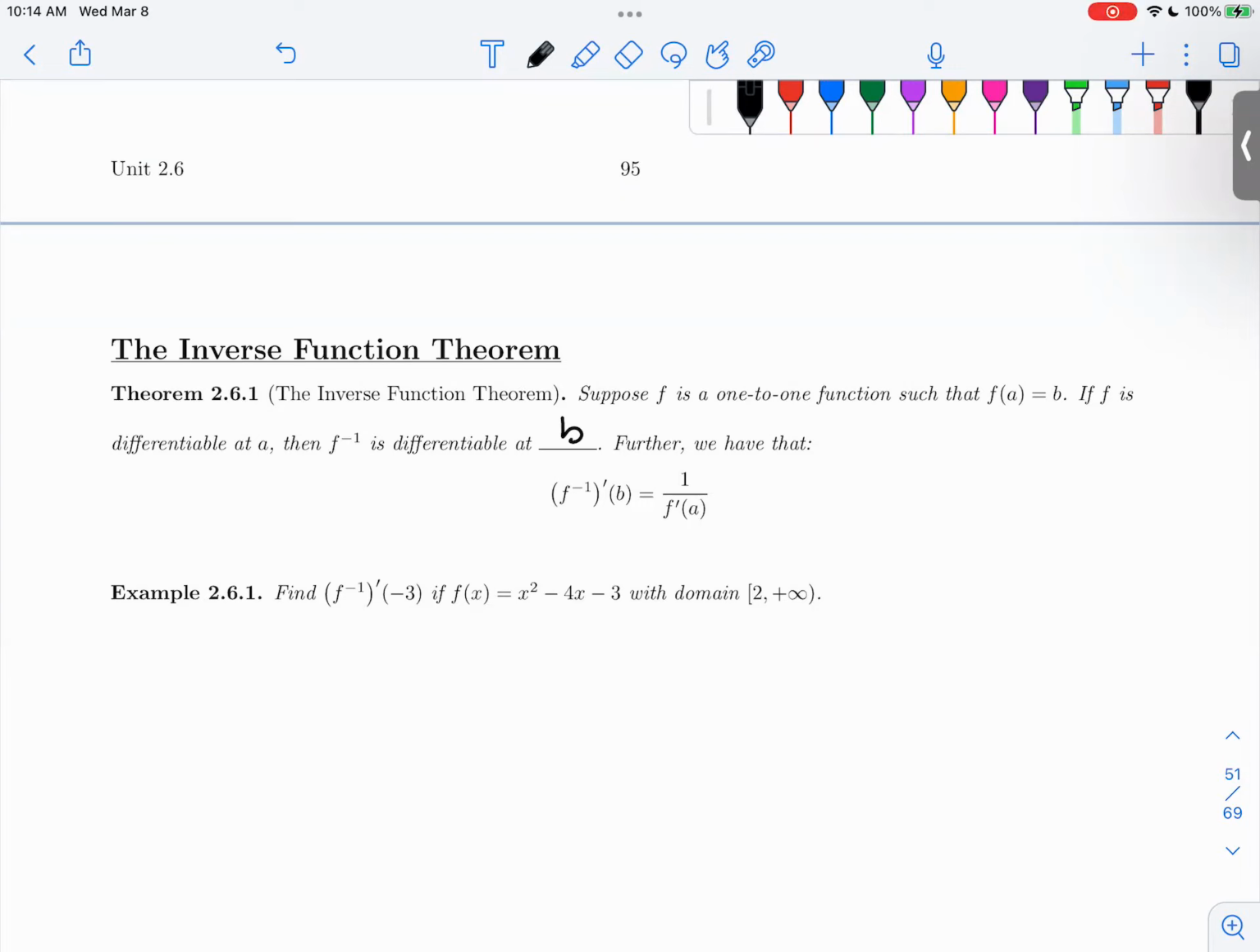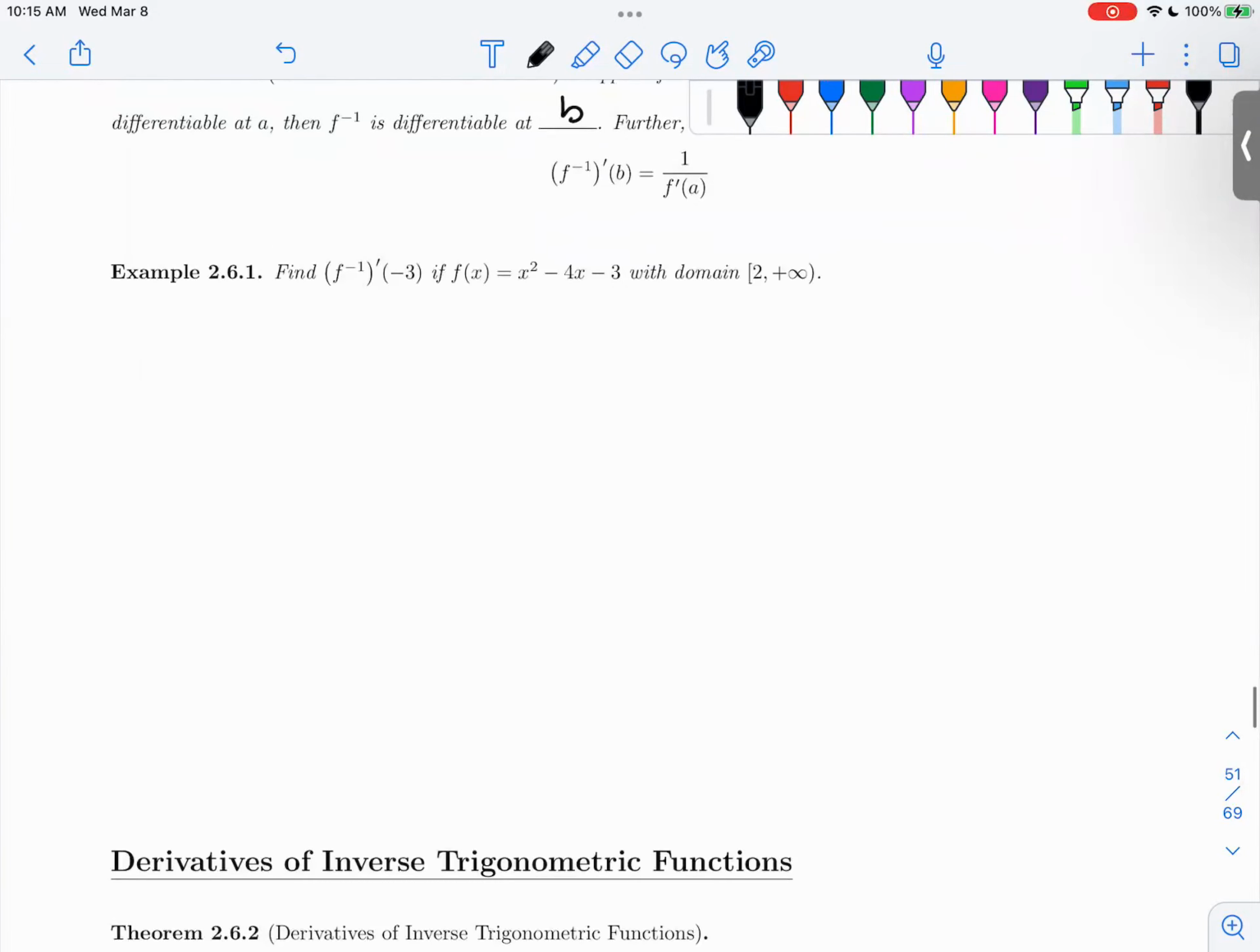So it's an awful proof. This is very useful and fine if you don't know how to find the inverse of a function but you want to know its derivative, but not very useful for most people. So you don't need to know this. We're going to omit this as well.